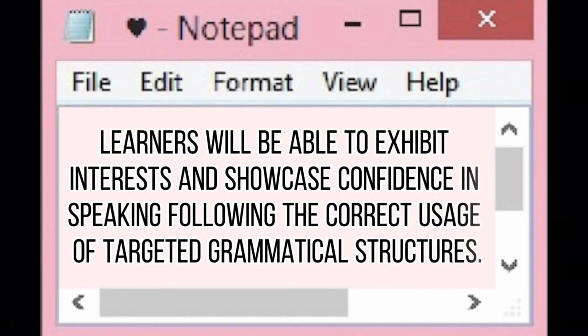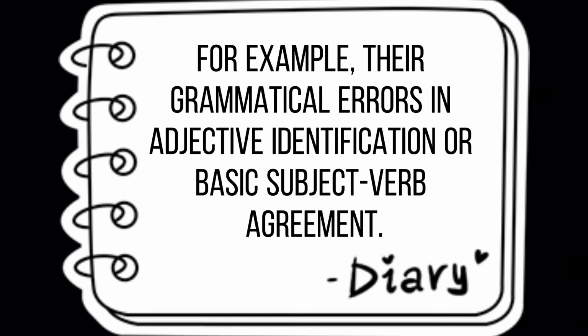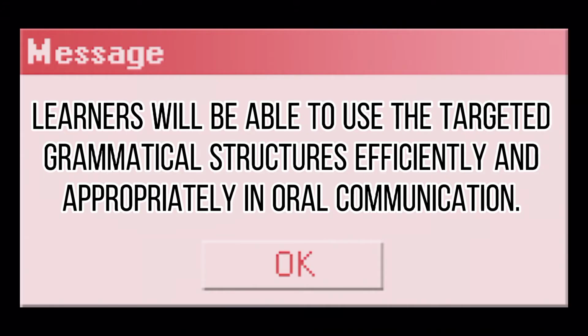Next, learners will be able to exhibit interest and showcase confidence in speaking, following the correct usage of targeted grammatical structures. Since there are specific areas where the students find difficulty, for example, their grammatical errors in adjective identification, the SVA basic agreement, and more. Third, learners will be able to use the targeted grammatical structures efficiently and appropriately in oral communication.